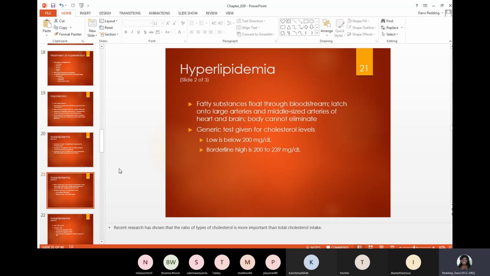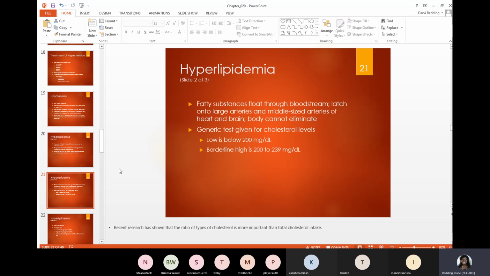So when it comes to cholesterol levels, people can be tested for it. When the cholesterol levels are checked, if their cholesterol is less than 200, then that means they're okay. But if they're borderline, that's going to be anywhere between 200 and 239, and anything over that would be that person having hyperlipidemia.